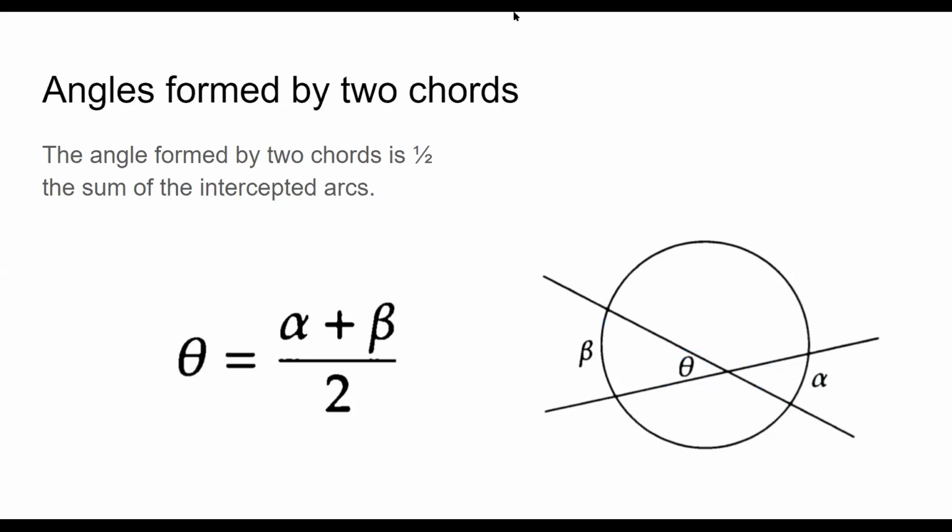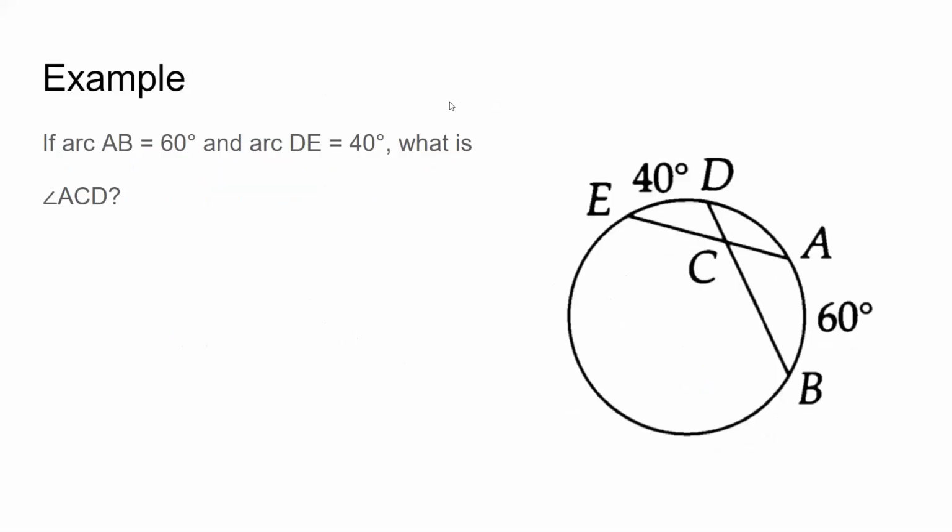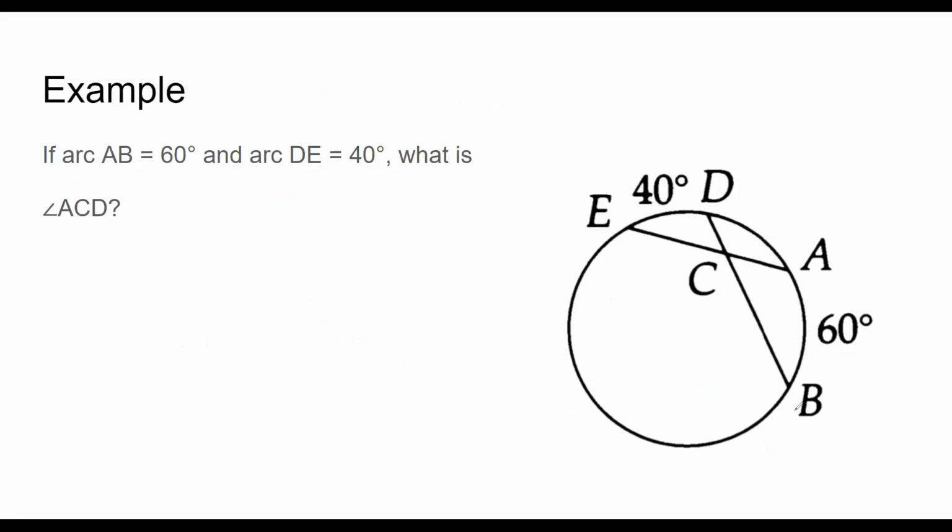Okay. So if arc AB is equal to 60 degrees, and arc DE is equal to 40 degrees, what is angle ACD? So they want this. Well, we can't directly find this angle, but what we can find are these angles, because they're the angles formed by these two. And using the equation we just learned, we have those angles.